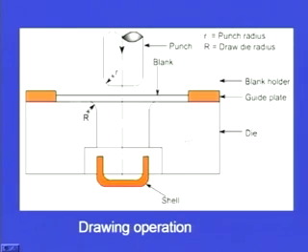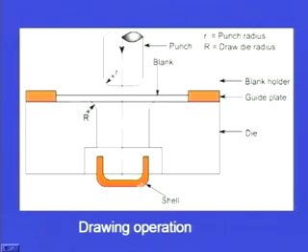We can see this is the draw die, the solid portion. This is the guide plate, the colored portion, the blank holder, this is the blank, and then this is the punch. So, the punch will move in this direction and we will get a shell. This is the final section that we are attempting to make.